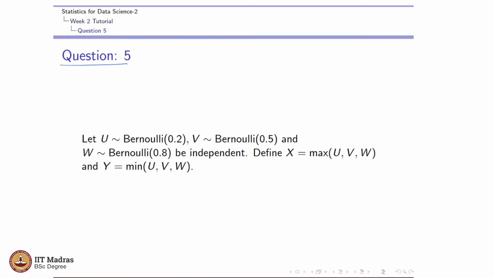Question number 5 says: let U be Bernoulli 0.2, V be Bernoulli 0.5, and W be Bernoulli 0.8, and all U, V and W are independent. Now we have defined X to be the maximum of U, V and W, and Y to be the minimum of U, V and W.